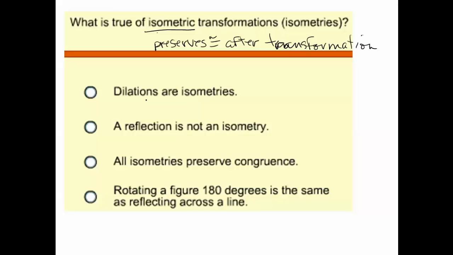Okay, so dilations do not preserve congruence. A reflection is an isometry, and I'm liking this answer right here. And rotating a figure 180 degrees is the same as reflecting across a line. That's true, but it doesn't have anything to do with isometries, and it's only true, I believe, in certain situations. I think it depends on the shape, but anyway, your best answer there is all isometries preserve congruence.